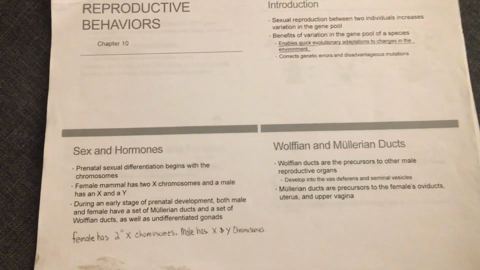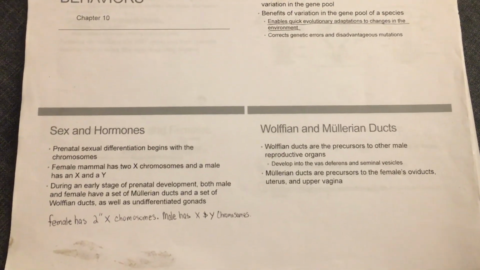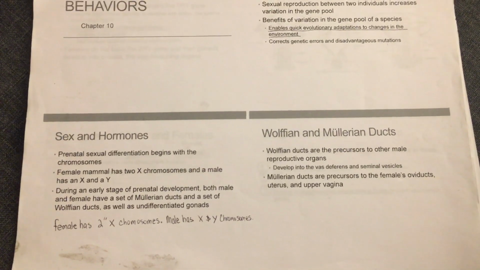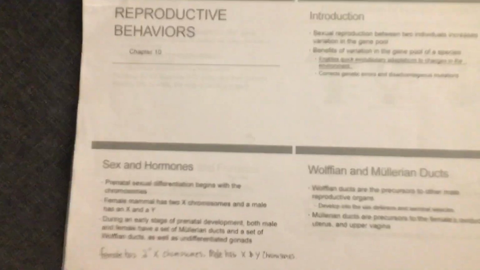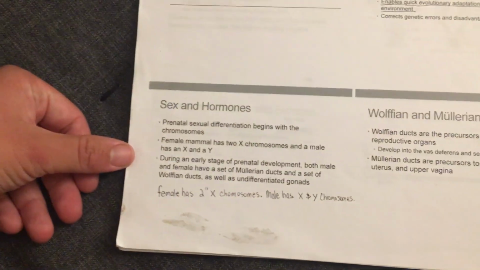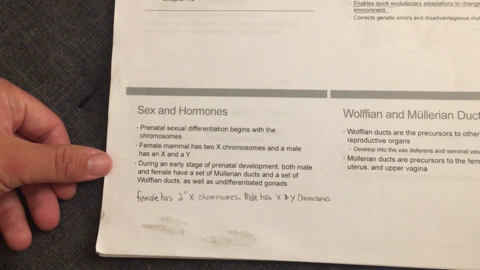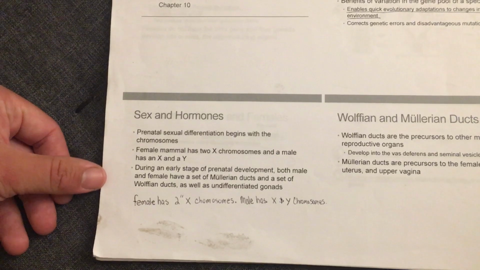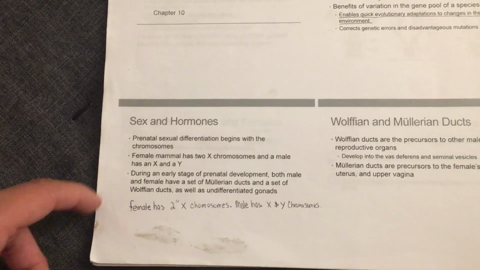Sex and hormones. Prenatal sexual differentiation begins with the chromosomes. Female mammals have 2 X chromosomes and a male has an X and Y. During an early stage in prenatal development, both male and female have a set of Müllerian ducts and a set of Wolffian ducts, as well as undifferentiated gonads.